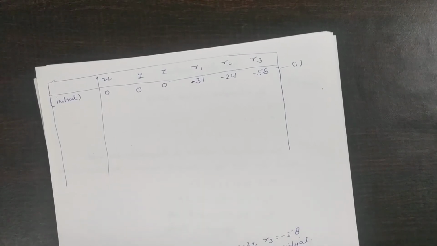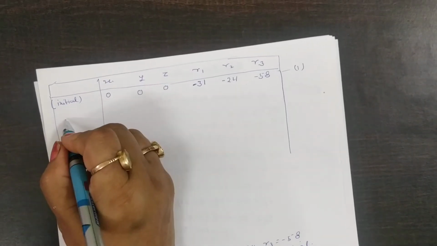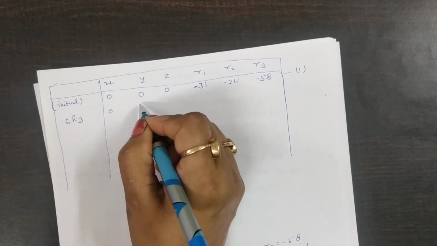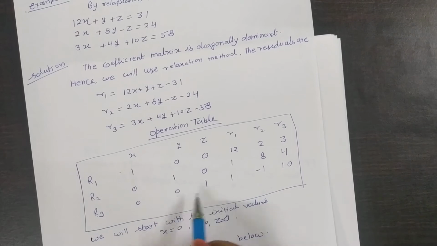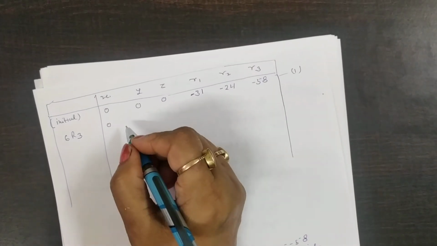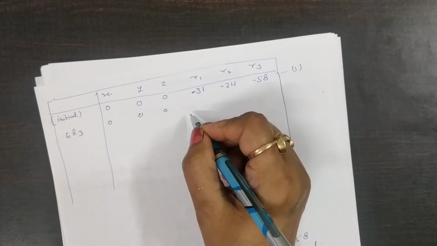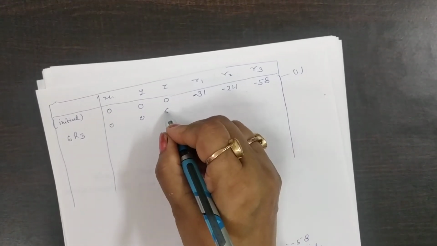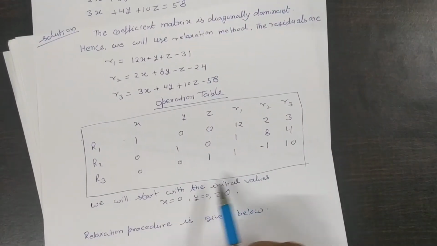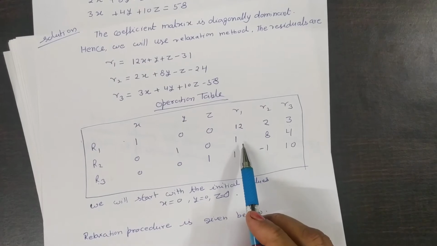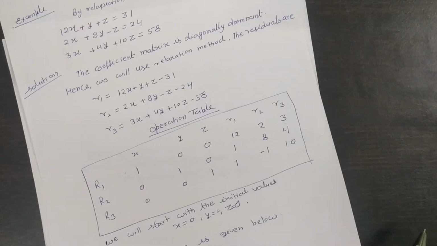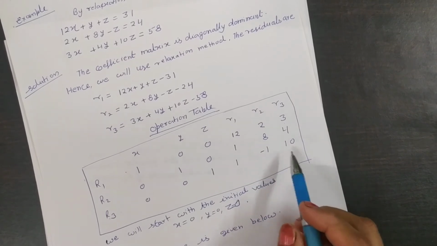Okay, if you take 6 R3, then here 6 is fixed. Here you see 0, 0, 6, and now if you multiply here, you get minus. This calculation is defined as: first one is 6 minus 6 and 10 minus 60.